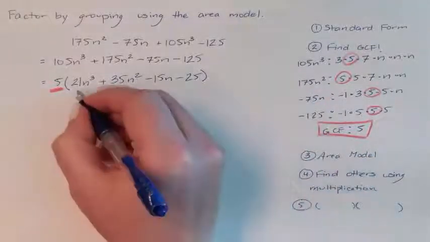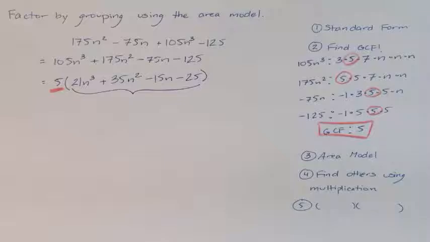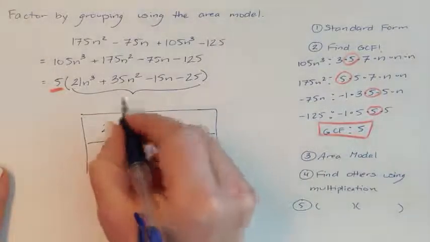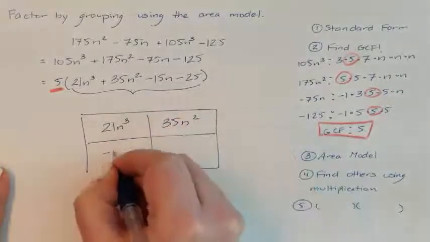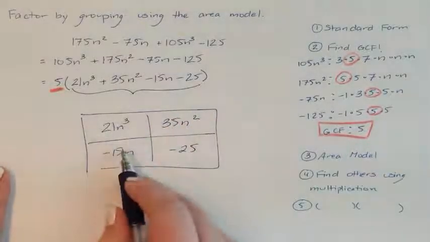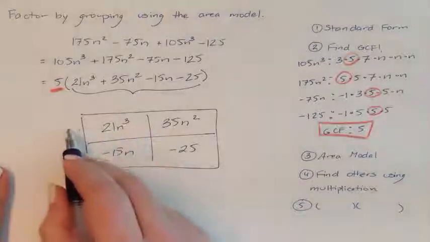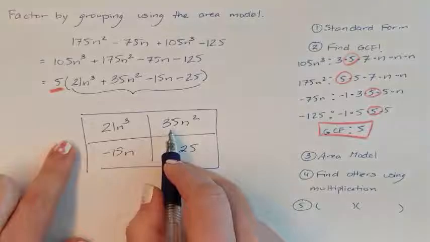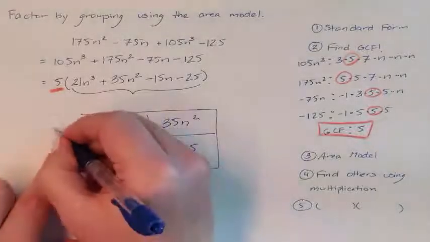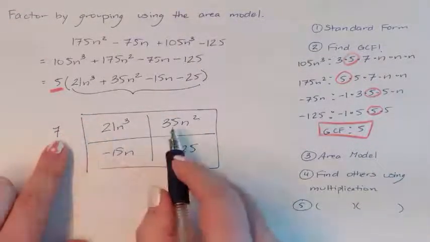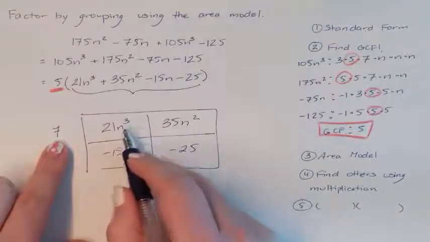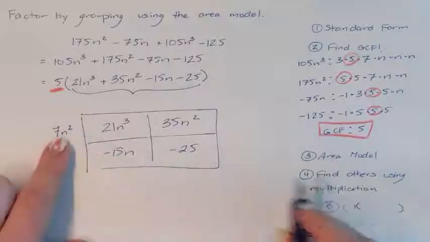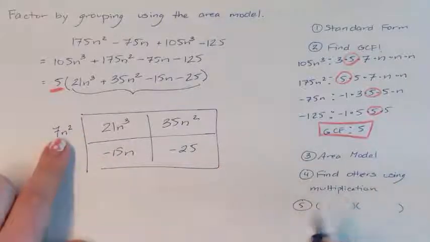Now I need to do the area model. We're going to do the area model to this stuff right here. You start at the very front and you are going to walk your way through. So now that I have my area model filled out, I need to look at the first row and see if I can come up with this one GCF right here. So 21 and 35 have a 7 in common. It's the largest number that can go into these. N to the third and n squared each have an n squared. So now that I found the first one, the next step is to find all the rest of them using multiplication.